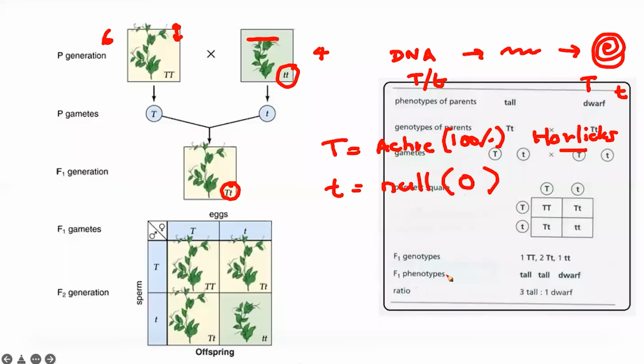Sir, if we say that T is producing, say, 100% of Horlicks, then double T should produce 200%, right? Exactly. So shouldn't that be more than T, comma T? That is not happening over here. Okay. But why does that not happen?